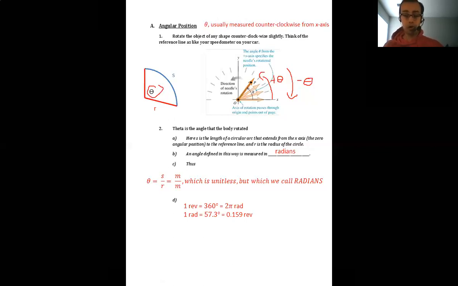When you're dealing with circular motion, in general, you want to be dealing with radians, because radians are unitless, and because radians are unitless, you can use them in a lot of very handy equations, as we're going to see in just a moment.